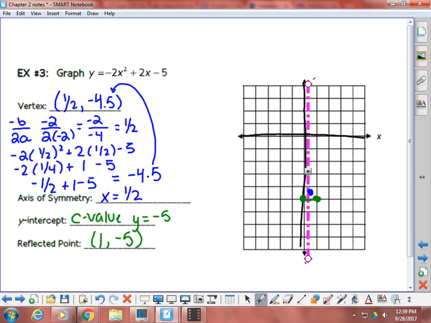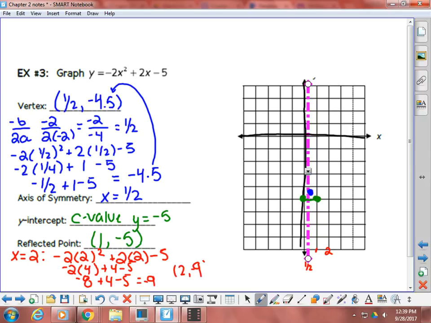So we were at a half, and then we went to 1. Well, our next box over would be to go to 2. So we want to plug in x equals 2. So when we plug that in, we get negative 2 times 2 squared plus 2 times 2 minus 5. Okay, so that's going to give me a positive 4 plus 4 minus 5. And then negative 8 plus 4 minus 5 gives me a negative 9. So that is the ordered pair 2, negative 9.